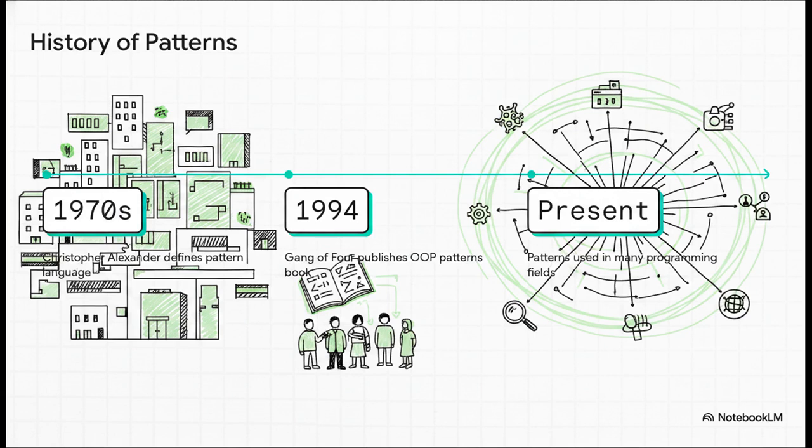Fast forward to 1994, and 4 authors realized, wait a minute, this blueprint idea works perfectly for programming. They dropped a legendary bestseller outlining 23 object-oriented programming patterns. They got so famous, they're now just called the Gang of 4, or GOF. And from that one book in 94, dozens of other patterns have popped up.